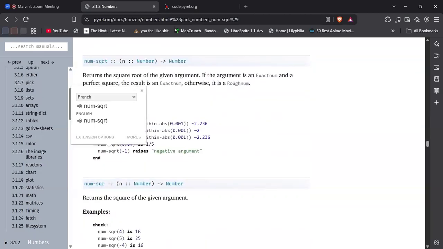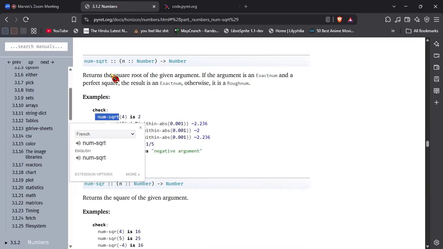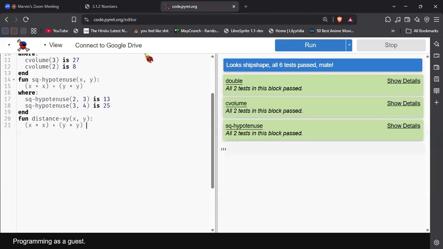So this is just a function which is inbuilt. I don't have to write it, right? Yeah, it's built in. You just write num dash square root and you can use it. Like in the first session, we had num dash min. Here we have num dash square root.